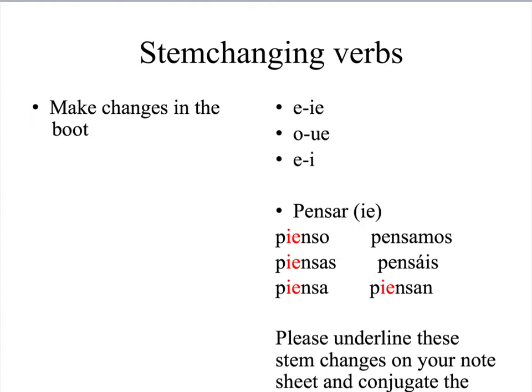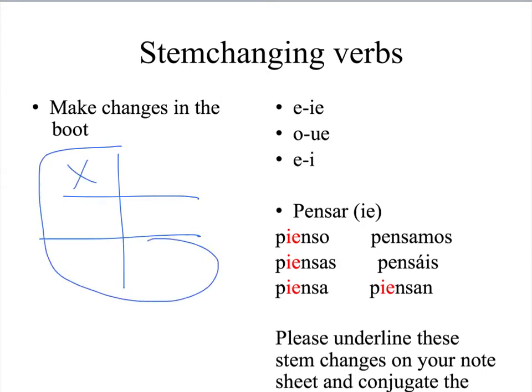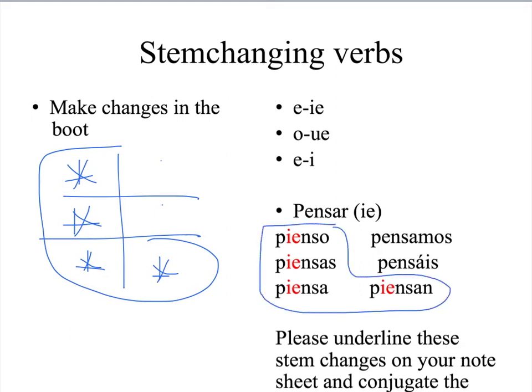In Spanish, there are types of verbs that are called stem-changing verbs. Stem-changing verbs change in the boot. So, the boot looks like this and includes the yo, tú, él, ella, usted, and ellos, ellas, ustedes. Note that nosotros and vosotros are not in the boot and therefore make no change. So when you come over here and you look at the verb pensar, I have highlighted the change. It happens only in the boot.